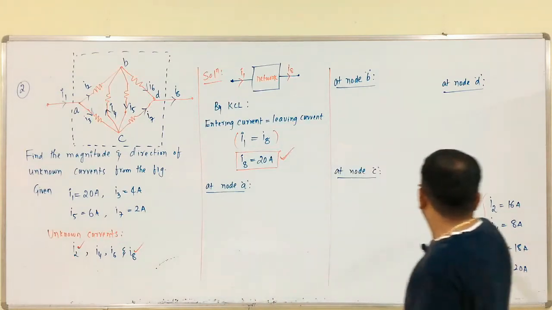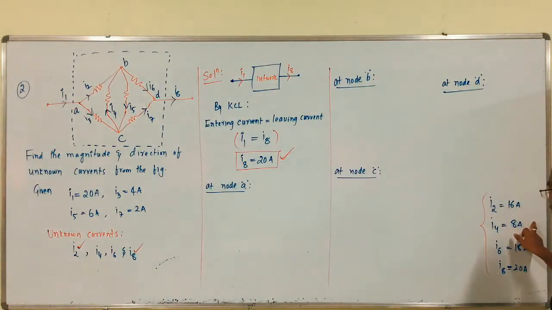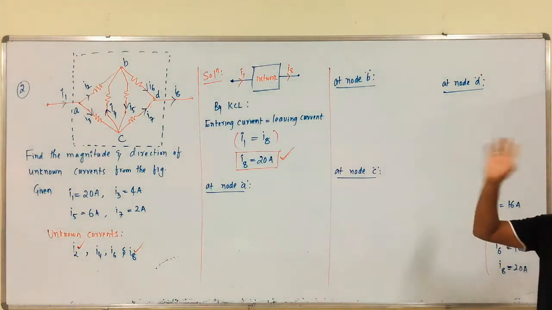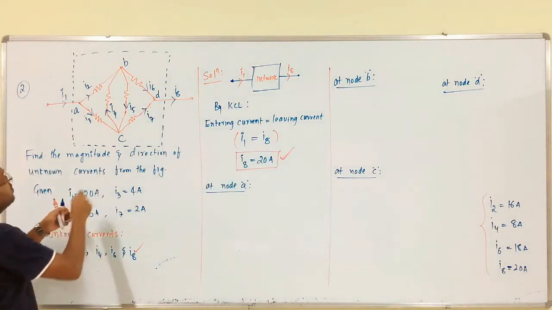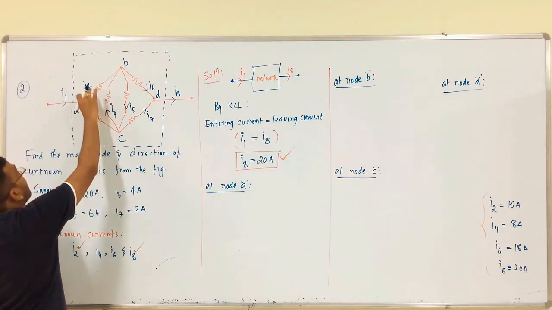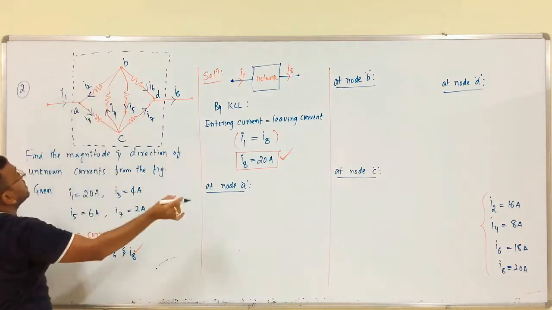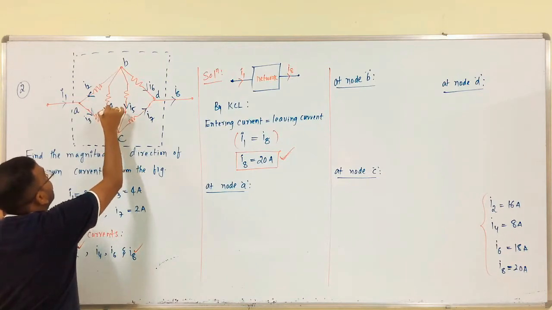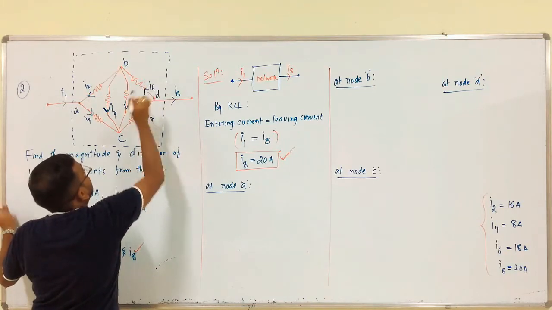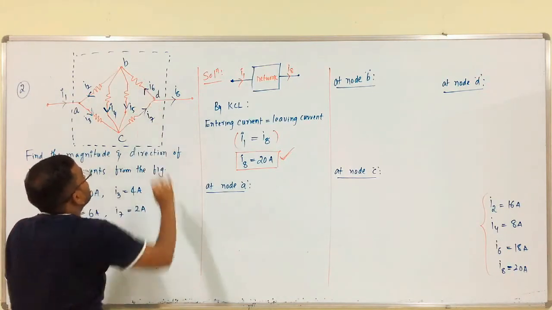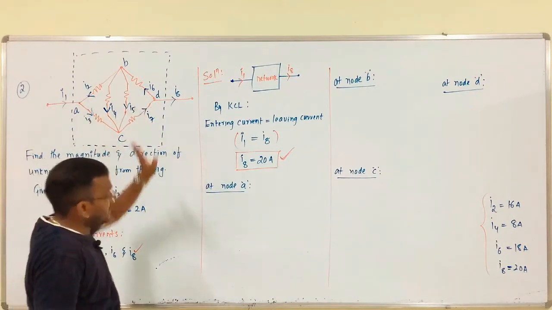Before that, we have to write the obtained values: I2 is 16 amps, I4 is 8 amps, I6 is 18 amps and I8 is 20 amps. These are the values of currents that we got from the previous problem. Now I am going to change the current direction of I2, which is upward, to downward. What about I4? Now it is downward. What about I6? Like this. Just change the directions of I2, I4, I6.